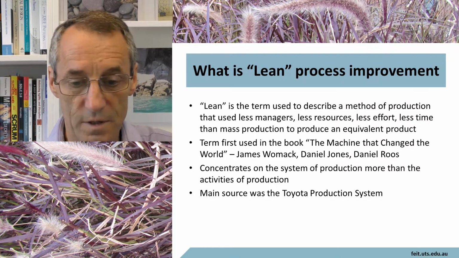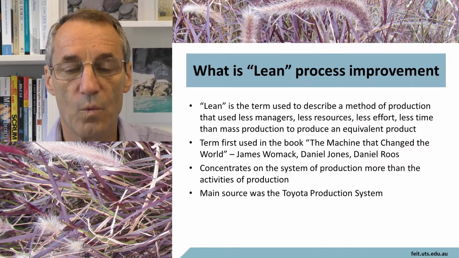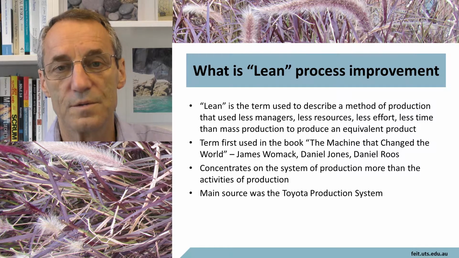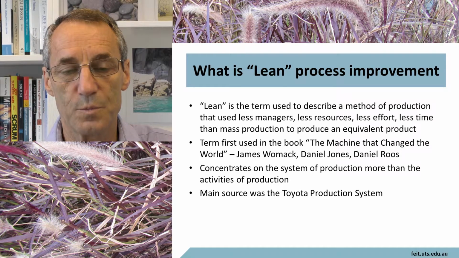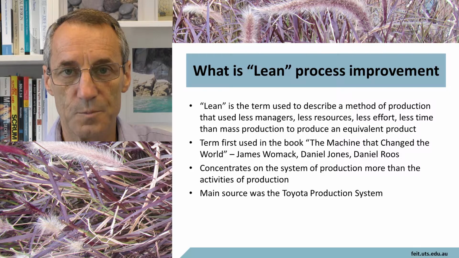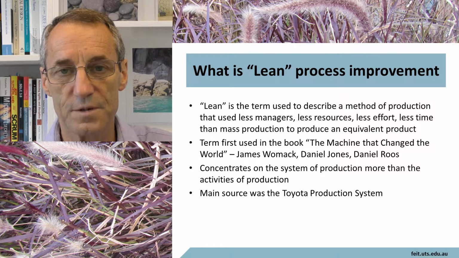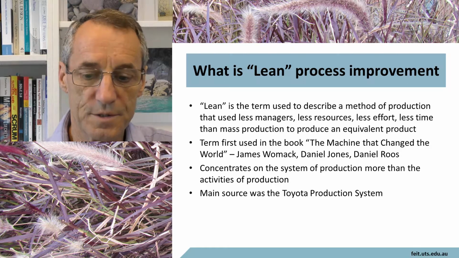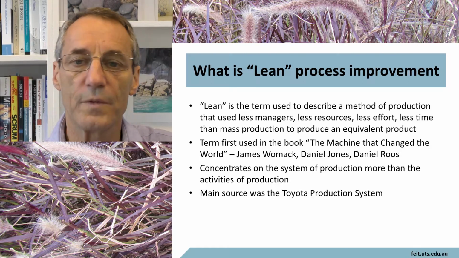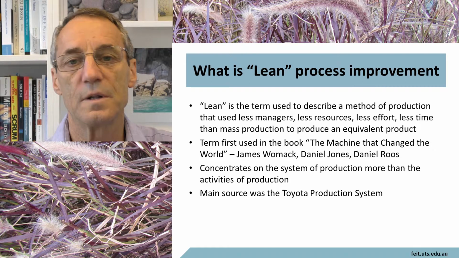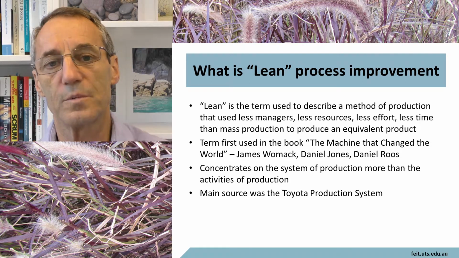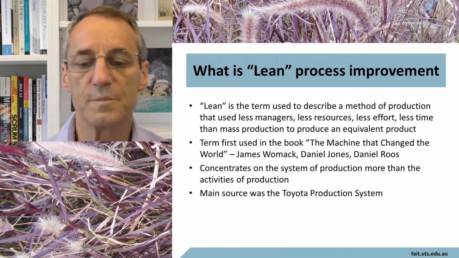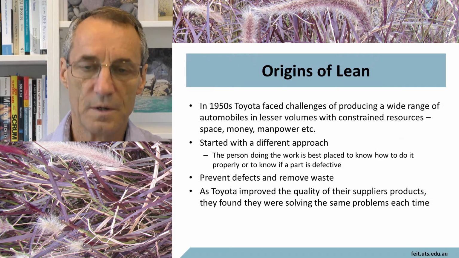They did a 5-year study of how and why some of the companies in Japan were able to produce products better and faster than they could in America. And so it concentrates on the system of production more than the activities of production. And the main source was the Toyota production system. Not exclusively, but that was the main source.